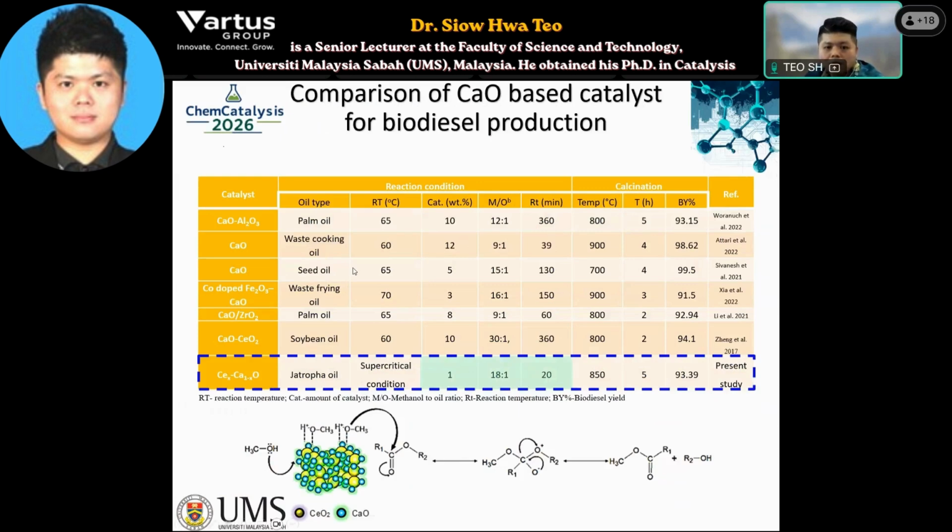Even though some catalysts reported slightly higher biodiesel yield, they generally require much longer reaction times and more severe reaction operating conditions. This result demonstrates that the mixed oxide offers a very good balance between catalyst activity, reaction efficiency, and process intensification. Therefore, the combination of a synergistic mixed metal oxide catalyst and near critical methanol conditions provides an efficient and very effective strategy for rapid and sustainable biodiesel production.